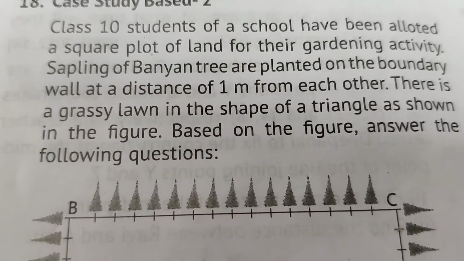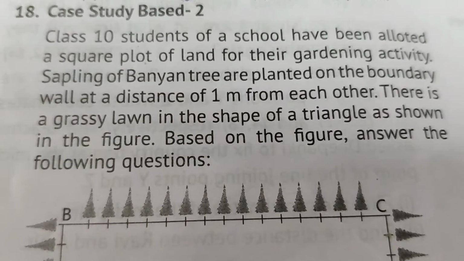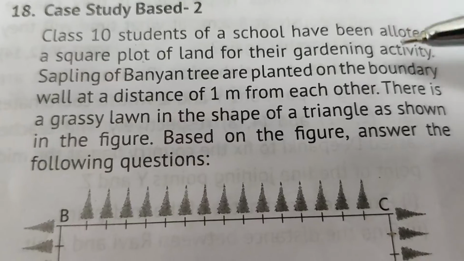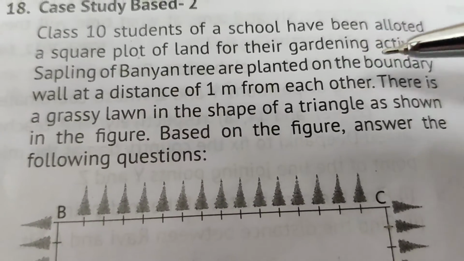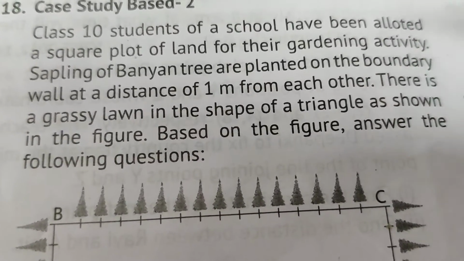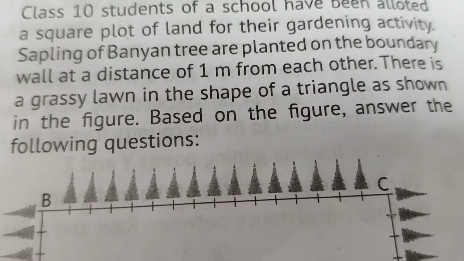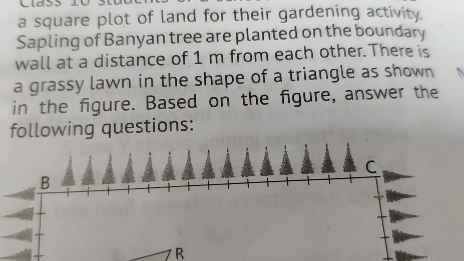Case study based question related to the chapter Coordinate Geometry. A class 10 students of a school have been allotted a square plot of land for their gardening activity. The saplings of banyan tree are planted on the boundary wall at the distance of 1 meter from each other. There is a grassy lawn in the shape of a triangle as shown in the figure. Based on the figure, answer the following questions.